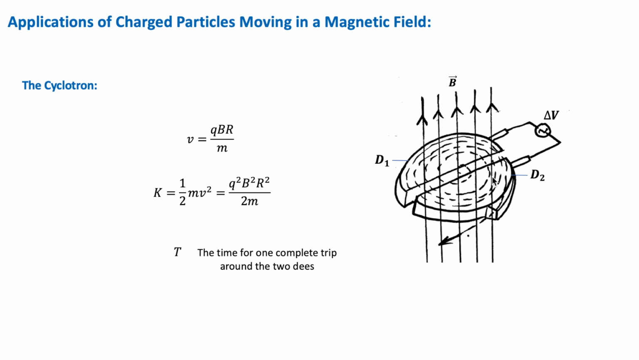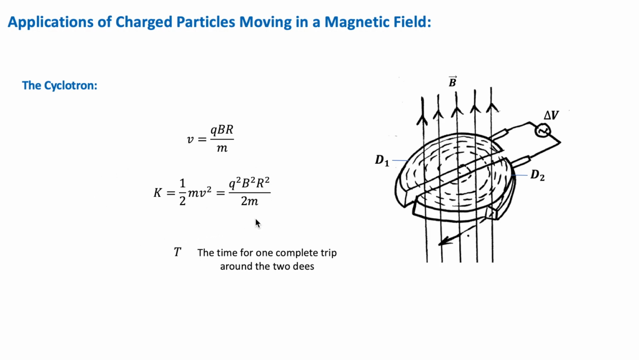So when the radius of the circular path is nearly equal to that of the Ds, the high-speed ions leave the system through an exit slit, okay? So if R is the radius of the Ds, then using v equals qBR over m, the kinetic energy of the ion when it exits from the cyclotron will be given by this equation.